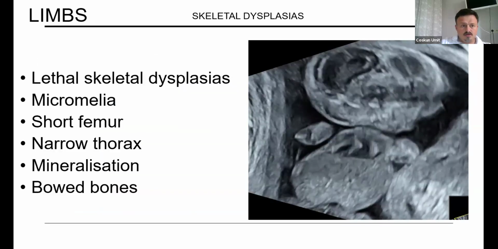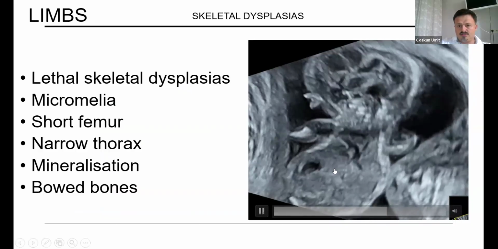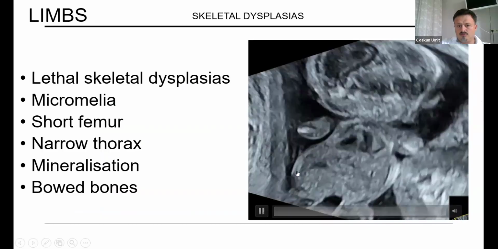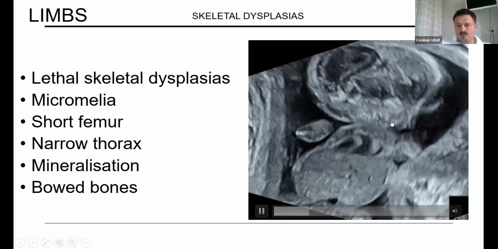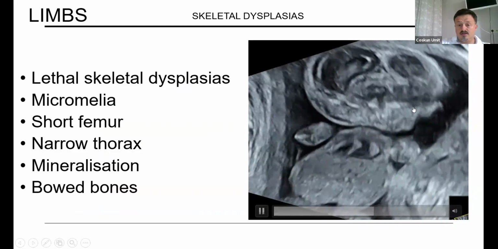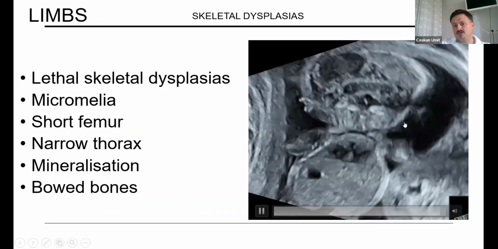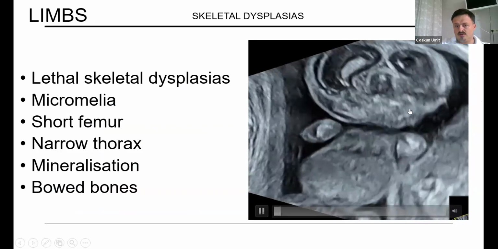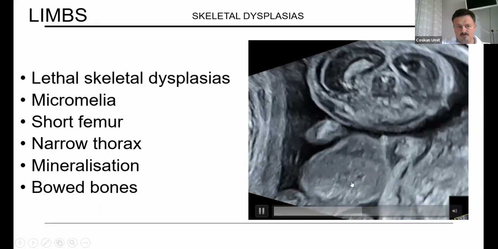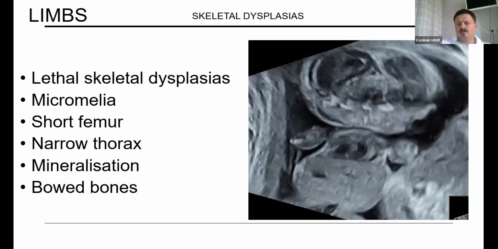And these are examples of a lethal skeletal dysplasia. As you can see here, the thorax is very narrow and the abdomen is ballooning, and you can see the intracranial structures very easily, because there is no calcification of the calvarium, and you also cannot see the vertebrae. This is a good example of a lethal skeletal dysplasia.